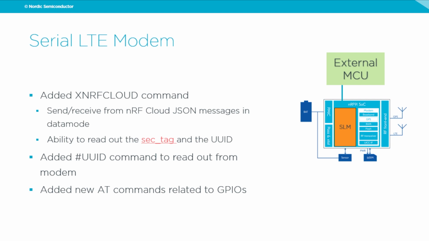You can send and receive from nRF Cloud through JSON messages in data mode. You also have the ability to read out the security tag and UUID. And also we have added a separate UUID command to read out directly from the modem. And some new AT commands related to the general purpose inputs and outputs.